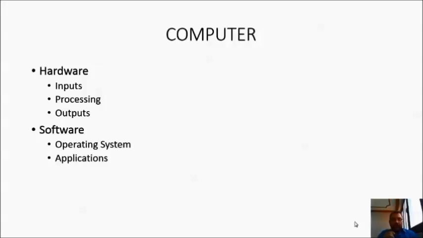The first branch is hardware, or the first division of computer. In this division, we will talk about hardware. Hardware is divided into three main parts: inputs, processing, outputs. The second one is software. In software, we have two main parts, that is operating system and applications.